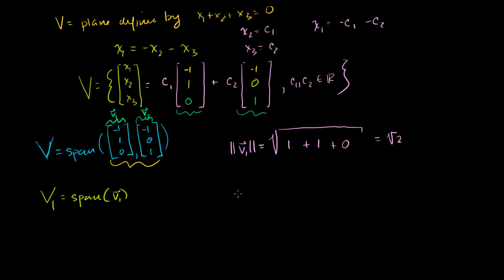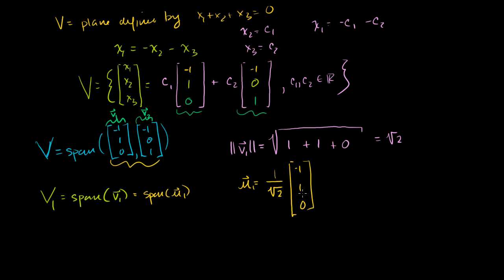So let's define some vector u1 is equal to 1 divided by the length of v1, so 1 over the square root of 2, times v1, times minus 1, 1, 0. Then the span of v1 is just the same thing as the span of u1. And so this would be an orthonormal basis.